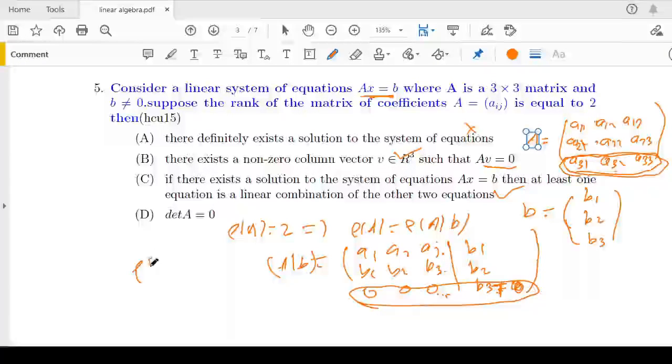If the rank of A is equal to 2, which is less than 3, the order of the matrix, therefore the determinant of A must be equal to 0. Therefore, this is also a right answer. Therefore, options B, C, D are right answers.